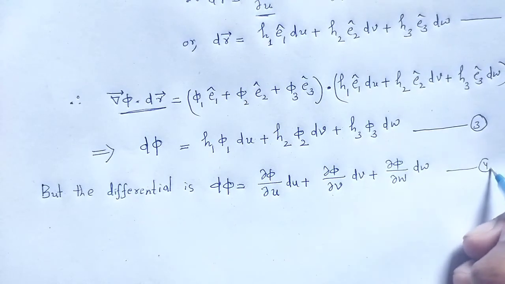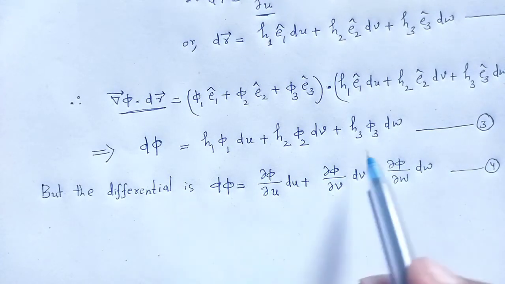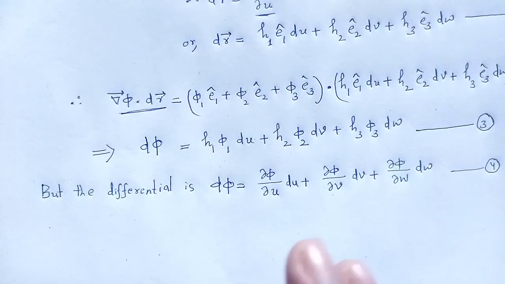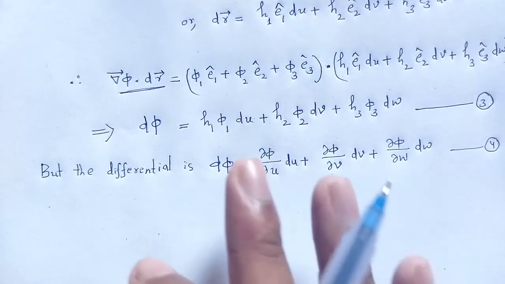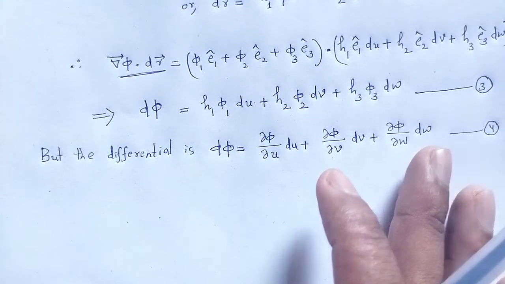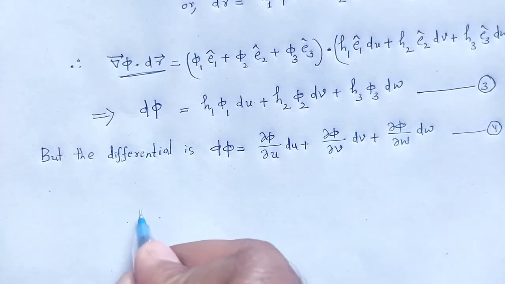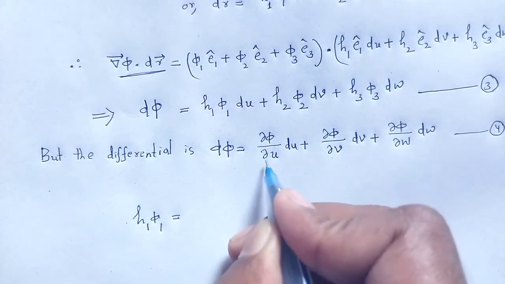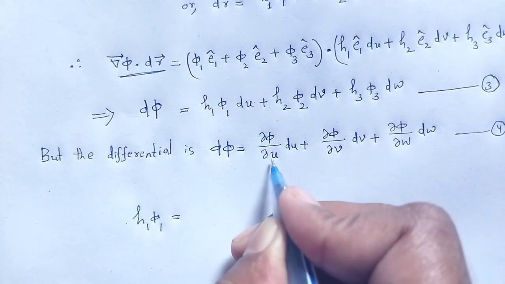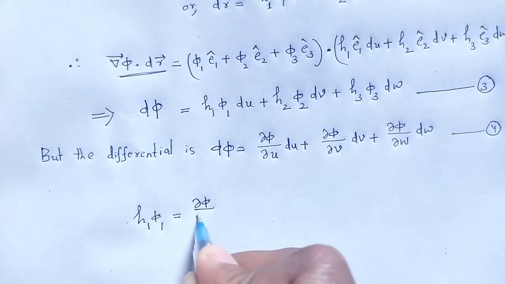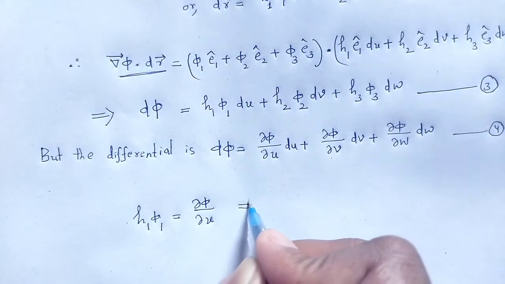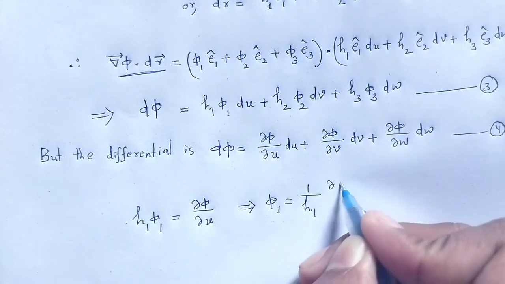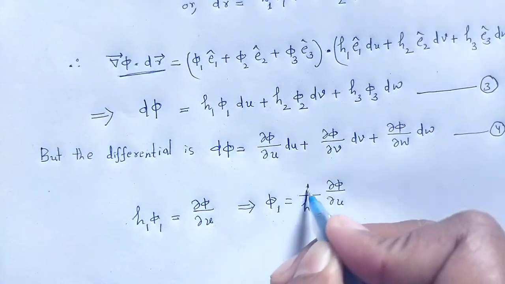And this is equation number 4. In that equation d phi is equal to this much, and in equation number 3 d phi is equal to that much. So equating equations 3 and 4, we get h1 phi 1 is equal to del phi by del u, which implies phi 1 is equal to 1 by h1 del phi by del u.